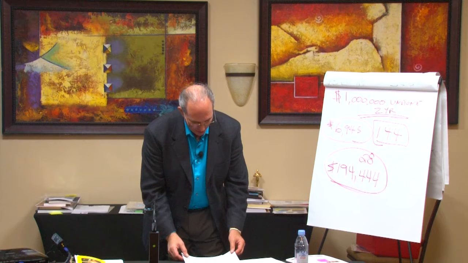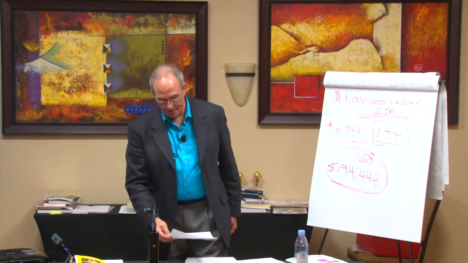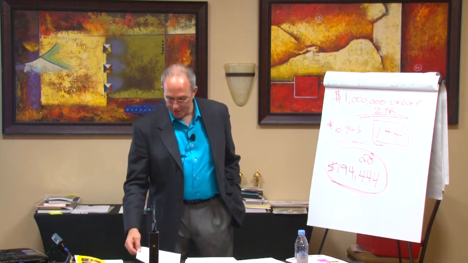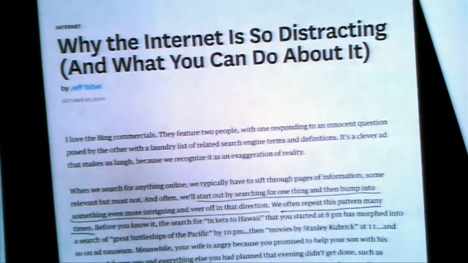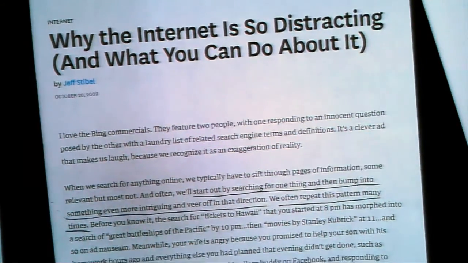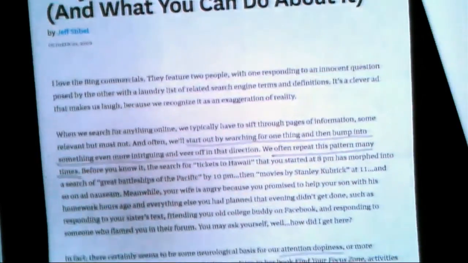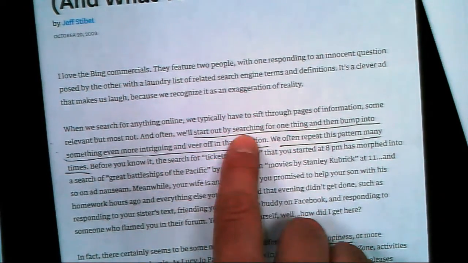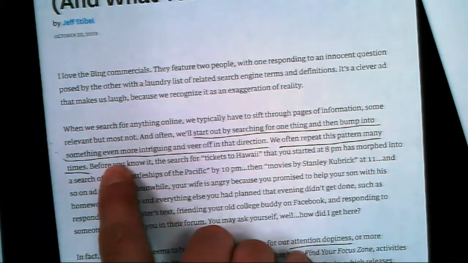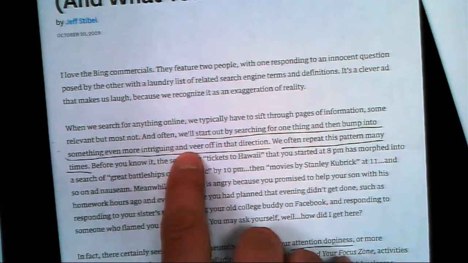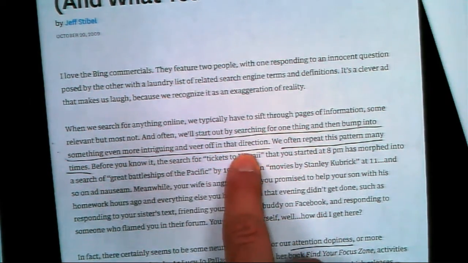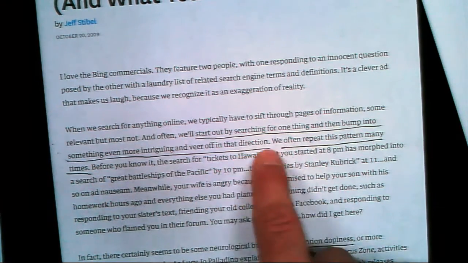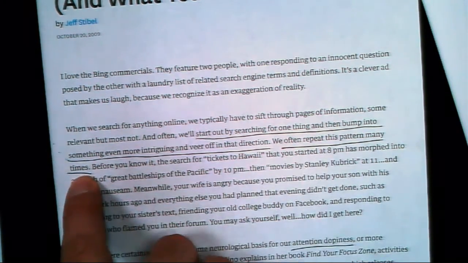Okay, so here's an article that was published in 2009. It says, why the internet is so distracting and what you can do about it. I want to focus on the distracting part. I've underlined some stuff, it's in your book. People start out by searching one thing and then bump into something else even more intriguing, and they veer off in that direction. They're distracted. We often repeat this pattern many times.